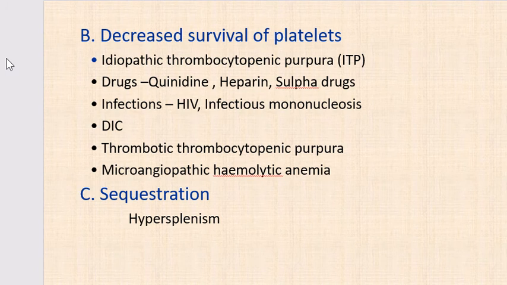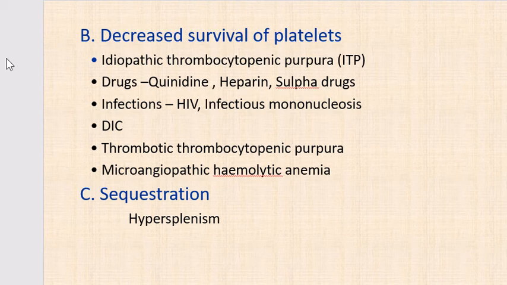The second group of causes is decreased survival of platelets. In this case, the raw material is available and the product is being produced, that is, the platelets are being produced normally, or rather more and more platelets are produced in the bone marrow, but their lifespan in the peripheral circulation is decreased. They are being destroyed in the peripheral circulation very early, before their expected lifespan. So this leads to a decreased number of platelets in the peripheral circulation, producing thrombocytopenia.